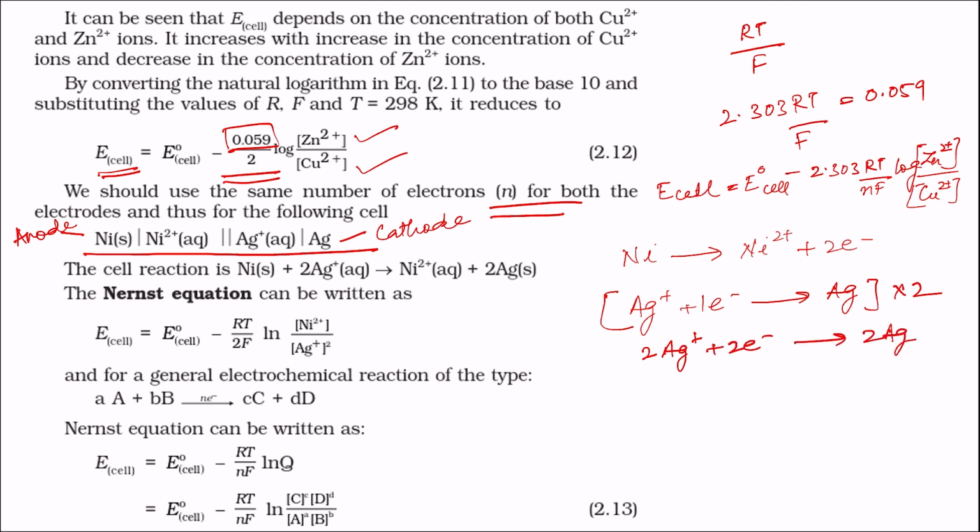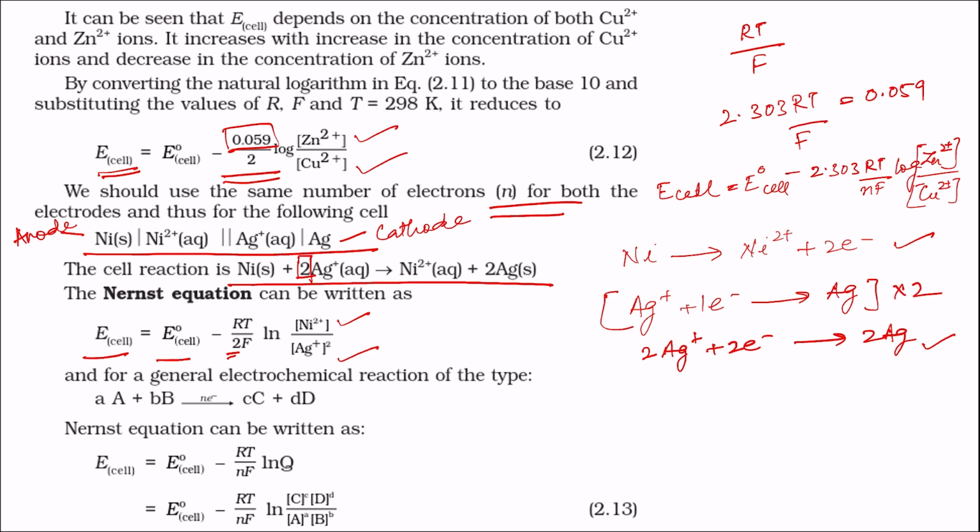Adding these two equations, meaning the reaction at the anode plus the reaction at the cathode, this is the cell reaction obtained. And the Nernst equation can be written as: EMF of the cell is equal to standard EMF minus RT by 2F. Here 2 is the number of electrons, natural log of concentration of nickel ions divided by concentration of silver ions raised to the power 2. Why 2? Because the stoichiometric coefficient of silver ions is 2 in the balanced equation.